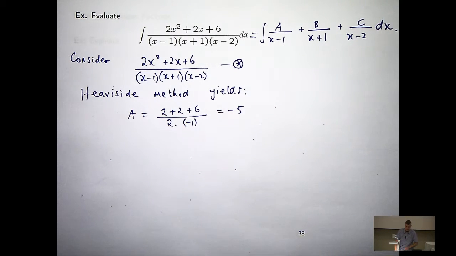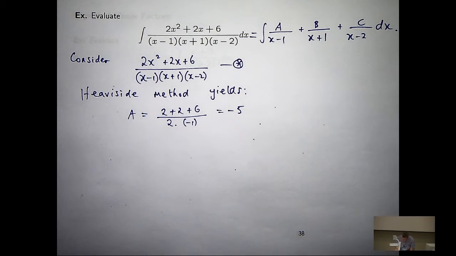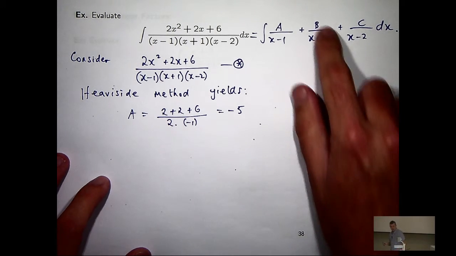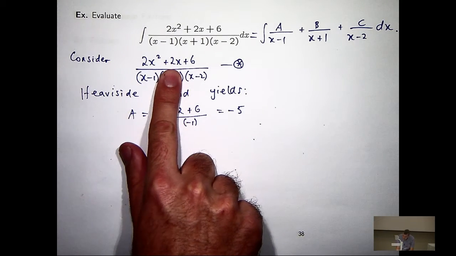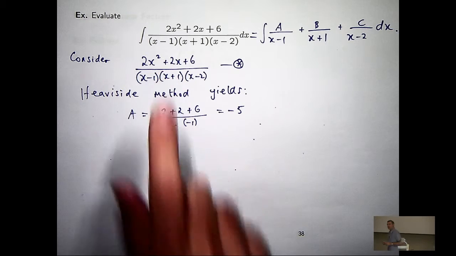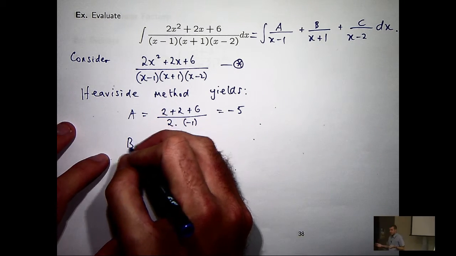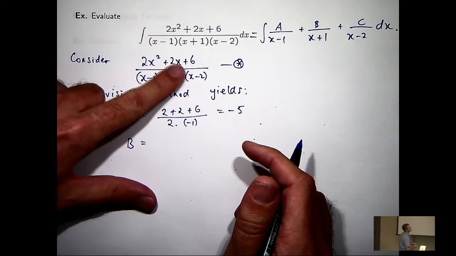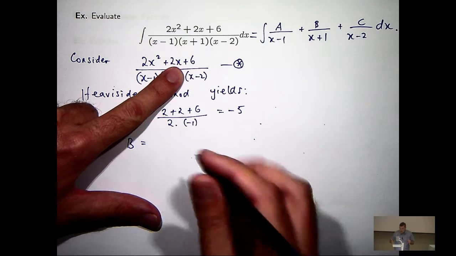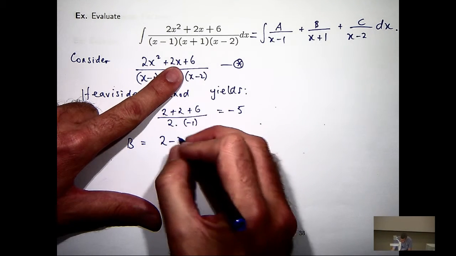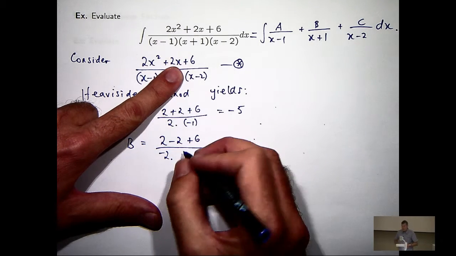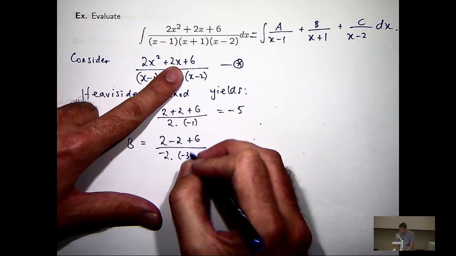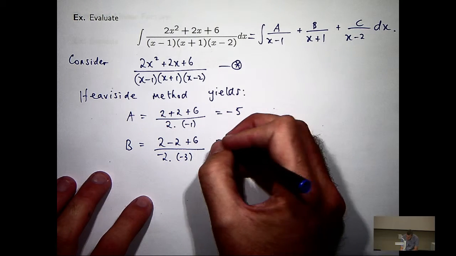All right, simple. So for B, lies above x plus 1. Go here, cover up x plus 1 and substitute in x equals minus 1. Okay, so if I cover that up and substitute in x equals minus 1, you're going to get something like this.